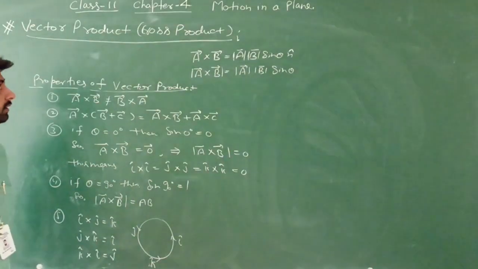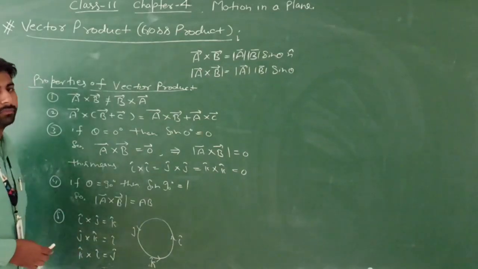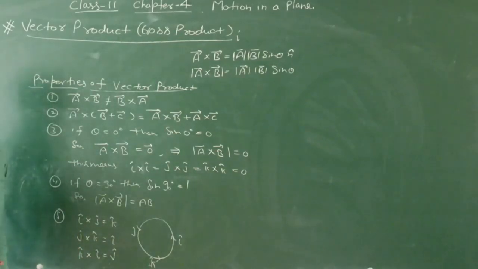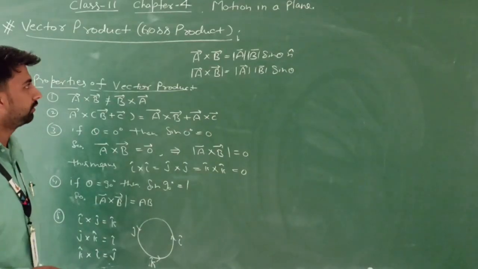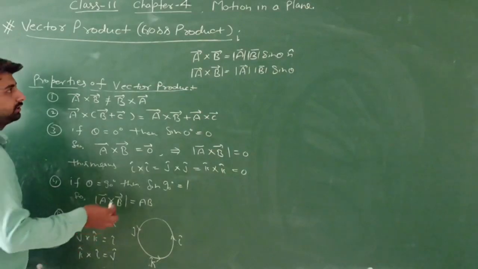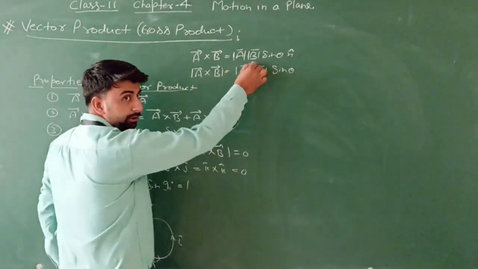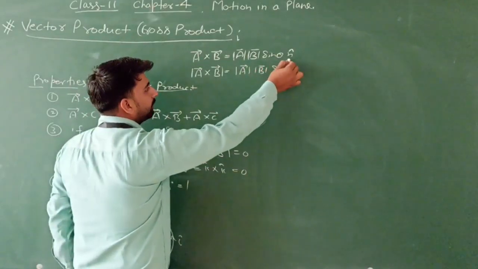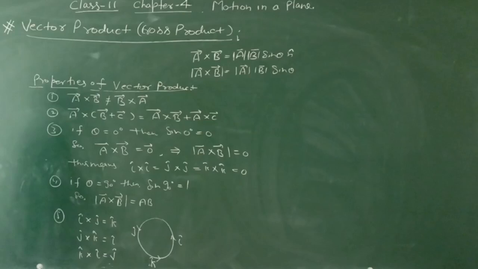Hello students, in this video we discuss vector product or cross product. So what is the vector product of two vectors? If the product of two vectors is a vector quantity, then this product is known as vector product, and it can be written as A cross B is equal to magnitude of A times magnitude of B times sin theta n cap, where n cap is the unit vector perpendicular to the plane in which A and B lie.